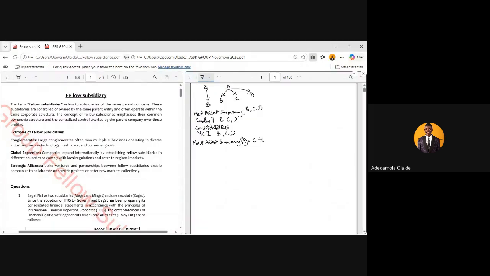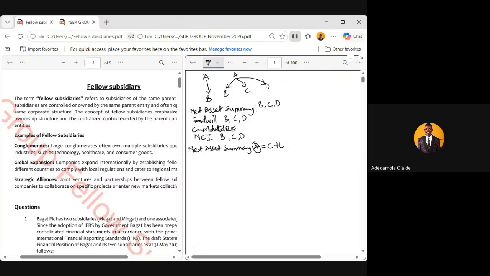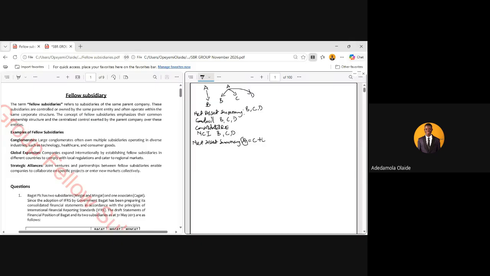Now, when we want to calculate the net asset of the business, because what we should actually be claiming is the net asset of the business, but because the assets and liabilities might be too voluminous, in calculating net asset summary, we use the equity of the subsidiary.